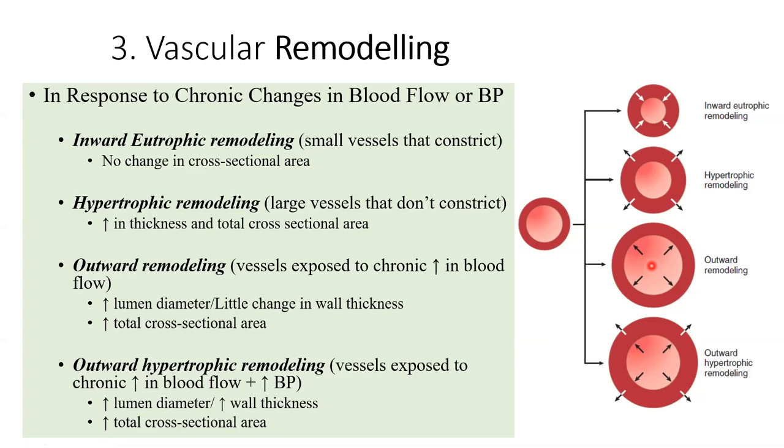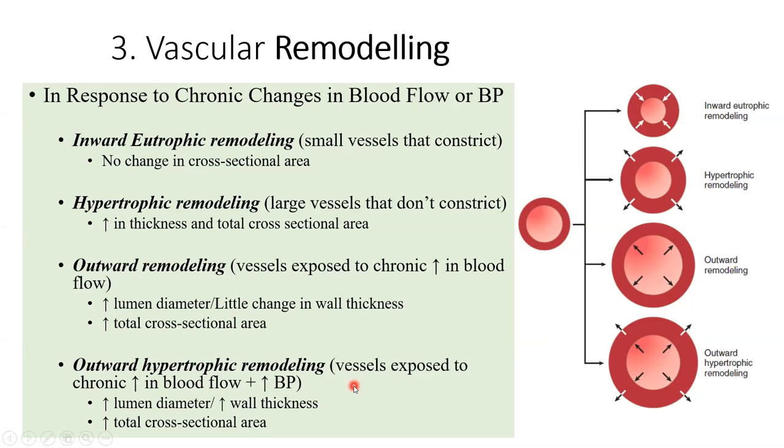This again will contribute to decreasing the blood pressure that this increased blood flow will obviously exert on the walls. By enlarging this whole lumen, you're trying to dissipate that increased pressure that comes in with that increased blood flow, okay, by increasing the cross-sectional area. And lastly, outward hypertrophic remodeling. This was outward remodeling. This is outward hypertrophic remodeling.